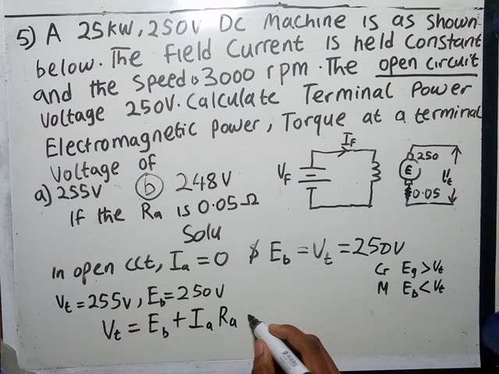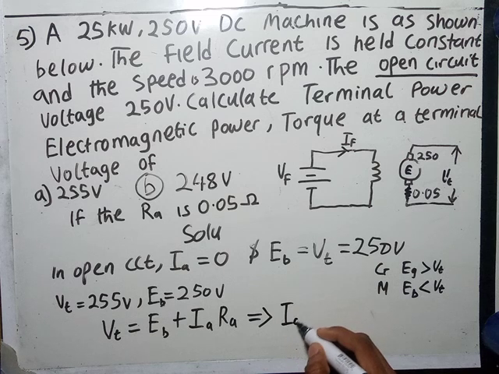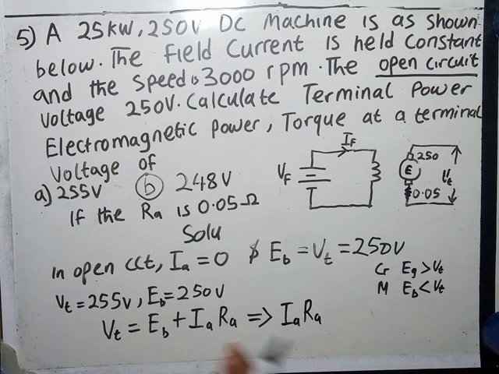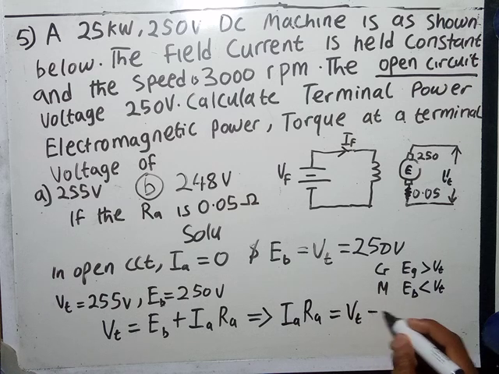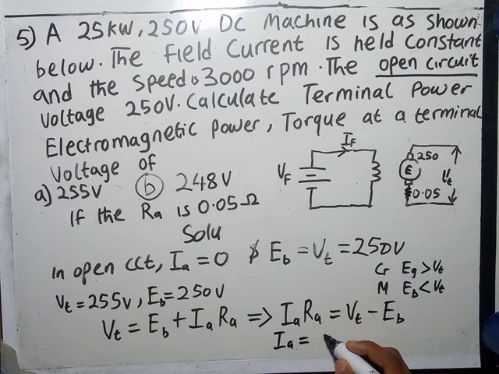Isolating, we have that Ia Ra will remain, while the Eb moves over, and we have Vt minus Eb. Now, taking Ra out, we have Ia is equal to Vt minus Eb, all over Ra. So this is the formula we'll be using.